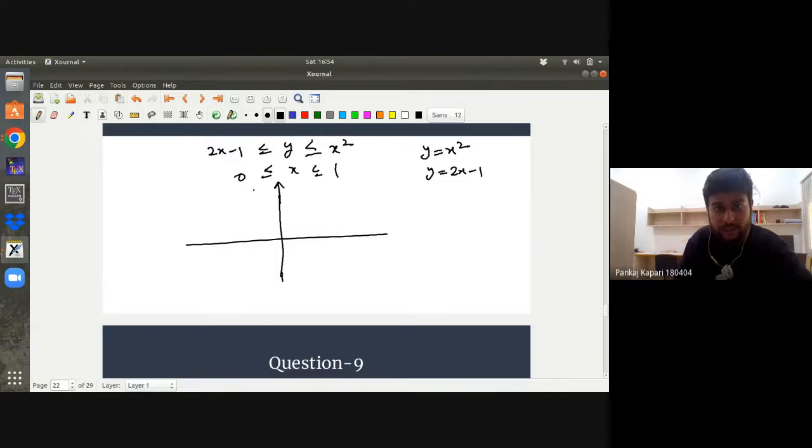So let's say this is our y-axis, this is our x-axis, and what is y equal to x square? It's a parabola like this, right? So let's say this is our graph y equal to x square.